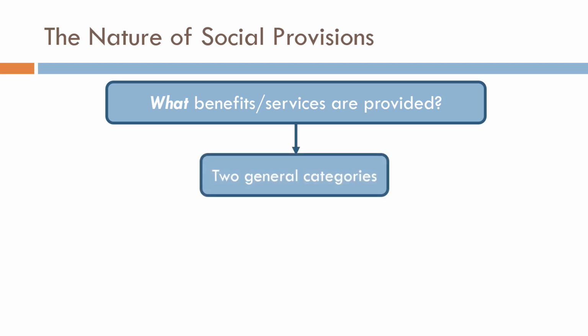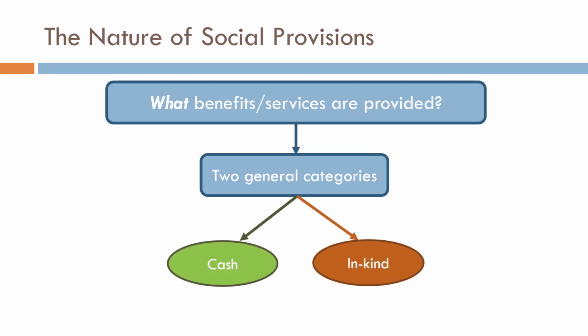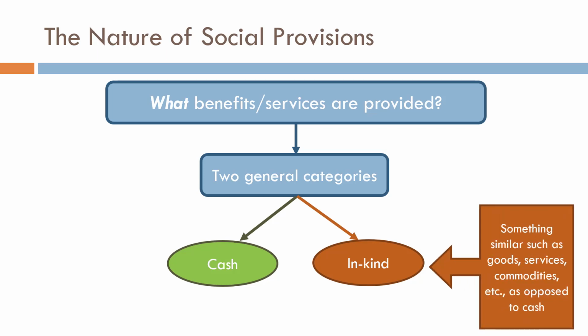There are two general categories when it comes to what types of benefits the beneficiaries can receive. The first involves cash, and the second involves different types of in-kind benefits. What do we mean by in-kind, you may ask? Well, I happen to have the answer right here. It is something similar, such as goods or services or other commodities, as opposed to actual cash money.